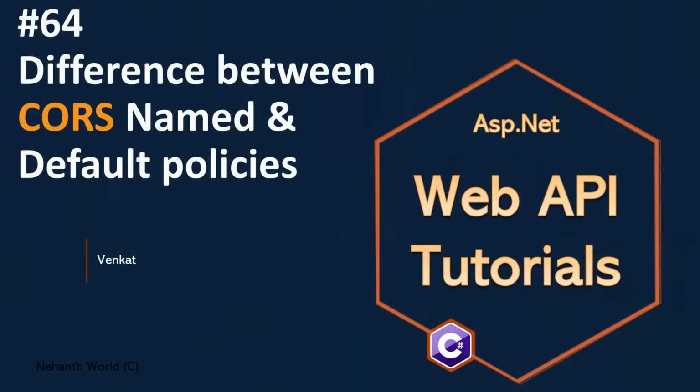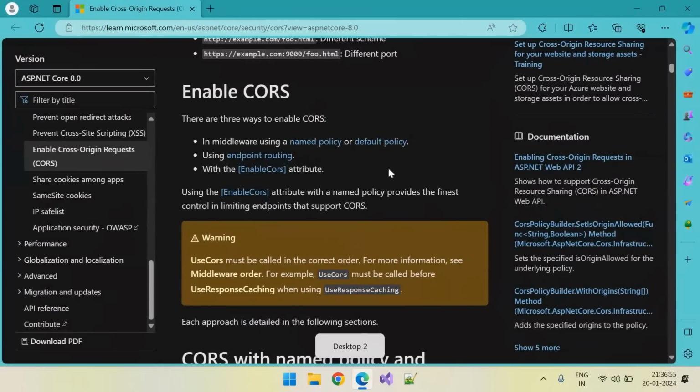In the previous videos, we have discussed CORS and the pre-flight request, and also we have seen different ways of adding CORS to our application. As part of this, we have seen three different ways of adding CORS to our application. We have already seen adding CORS with the help of middleware. So we have seen it with named policy. We haven't seen it with default policy.